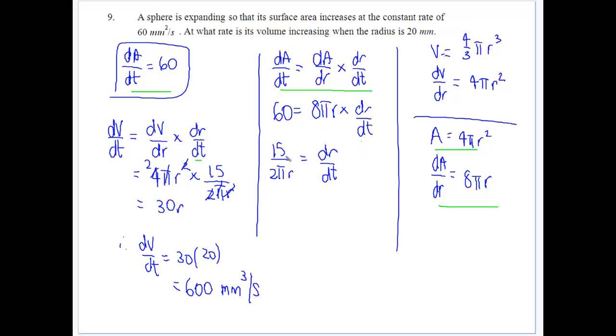So divide by 8 pi r on each side gives us 15 on 2 pi r, which we're able to do a substitution in for dr/dt to get an expression for dV/dt in terms of r, which is not a problem because we know that the radius is at a value of 20, which we're able to do a substitution of there.